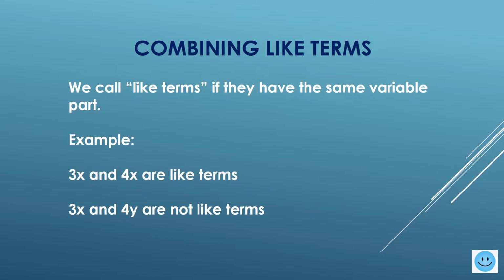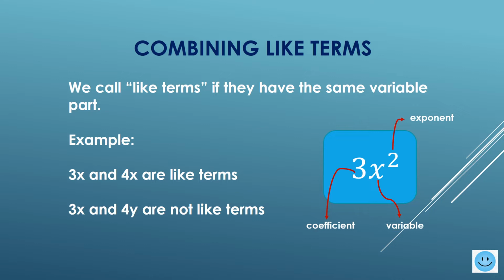For better understanding, let us identify the different parts of a term. For example, we have here 3x squared. 3 is known as the numerical coefficient or coefficient. x is known as the variable, and 2 is known as the exponent.